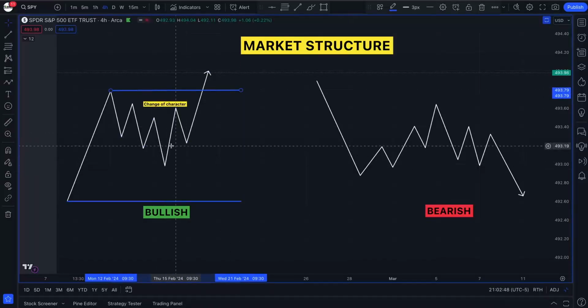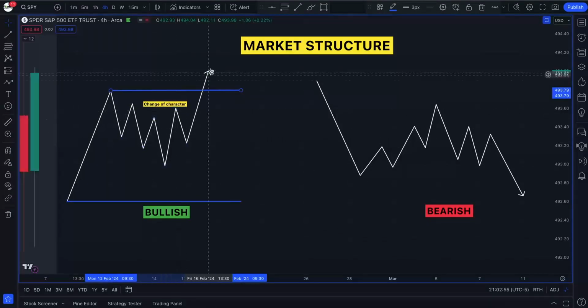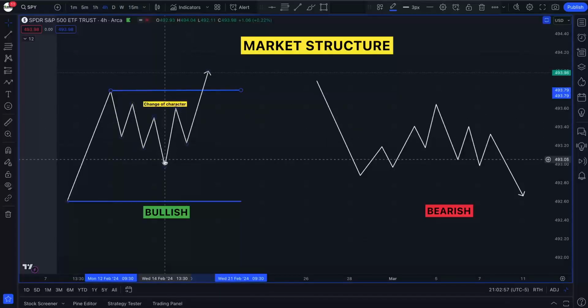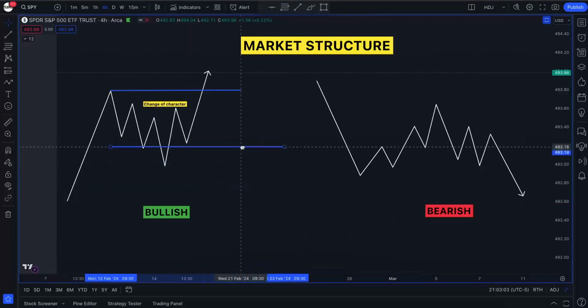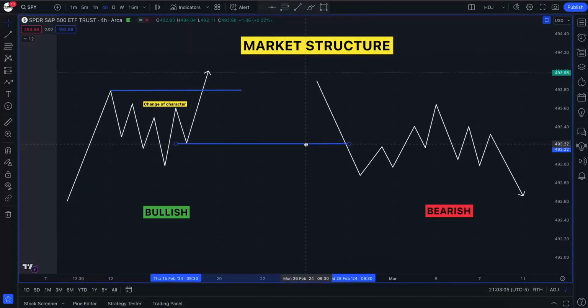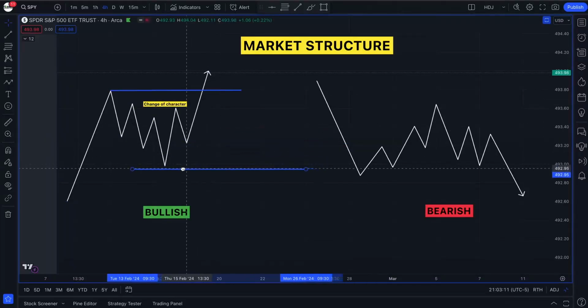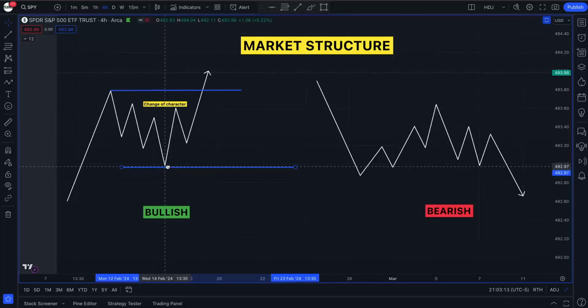The lowest point of the internal structure, this is the lowest point that caused this break of structure. So the lowest point, not this point, not this point, not this point. Some people will make the mistake of making this point the new low, but it's not at all. It's the lowest point of the internal structure that's your new low.